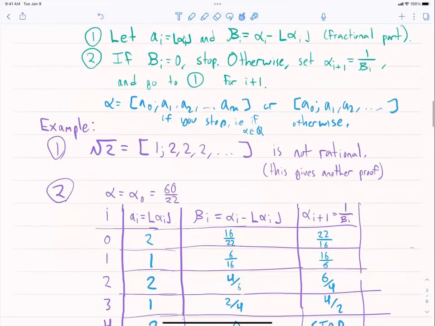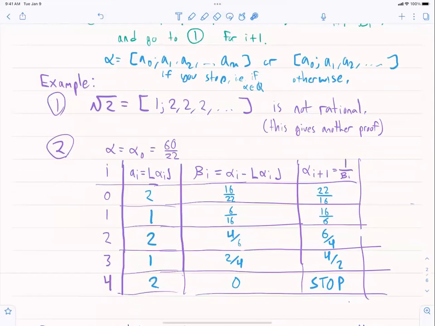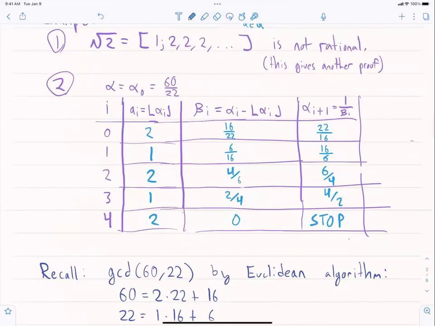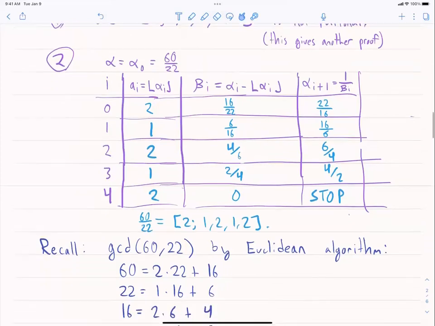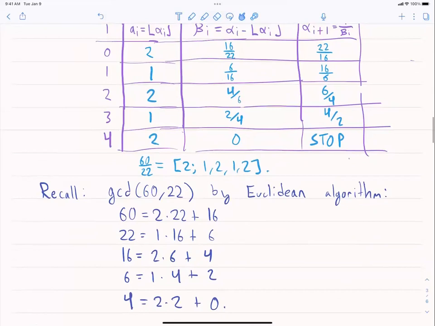Because you remember, in this algorithm, if ever you get to a point in this table where beta i is equal to 0, if ever you hit a 0 in this entry of the table, then you stop, and you've got your continued fraction expansion. So we recovered that 60 over 22 is equal to 2 colon 1, 2, 1, 2. So you read the continued fraction expansion down this column.